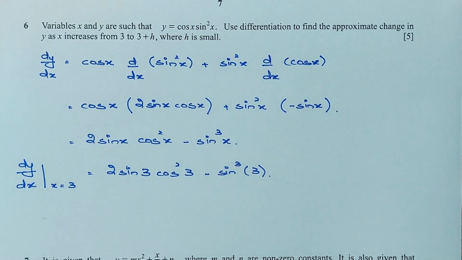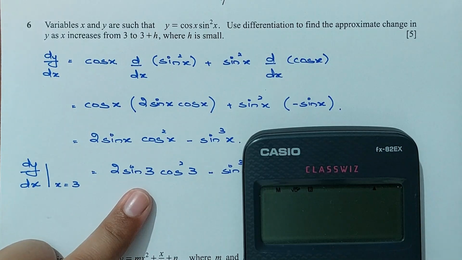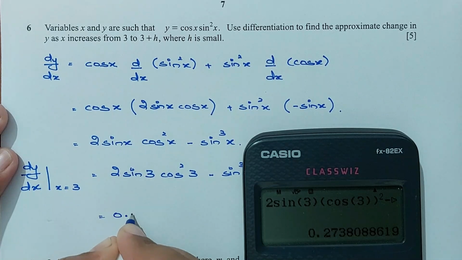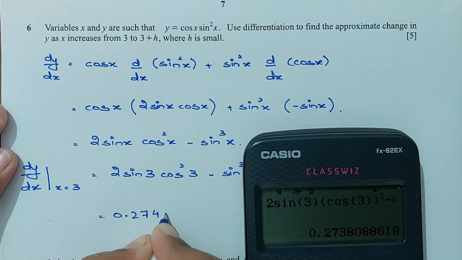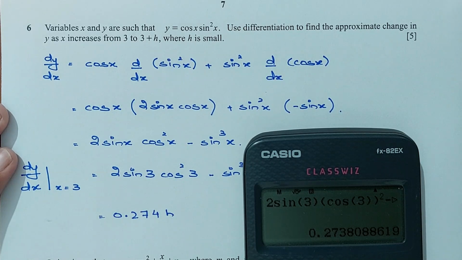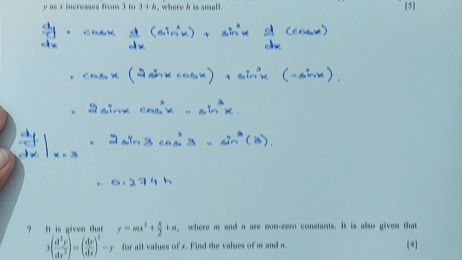Right. Let me calculate this. So this is in radians. So 2 sine 3 and cos 3 its square, and minus sine 3 its cube. So that is 0.274 h, rounded to 3 significant figures. So 0.274 h is the approximate change in y as x increases from 3 to 3 plus h.